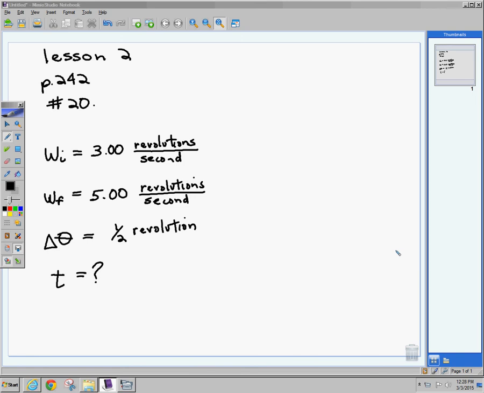Change in theta is what happened. That's what I was wondering. Okay. So it's a gymnast, and she's doing some sort of roll, some kind of flip or something.